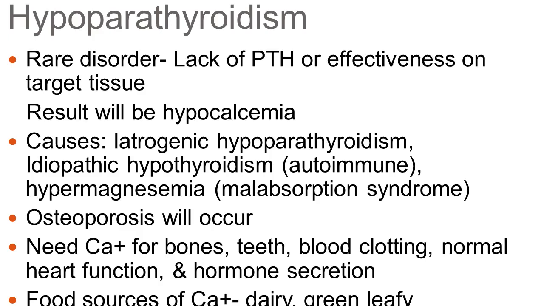Remember, we need calcium for bones, teeth, blood clotting, normal heart function, and hormone secretion, okay? And why does this happen? And that's a great question. What we see happening here with hypoparathyroidism is a deficiency of parathyroid hormone that causes abnormal metabolism of calcium and phosphorus, thus making your patient hypocalcemic, okay?